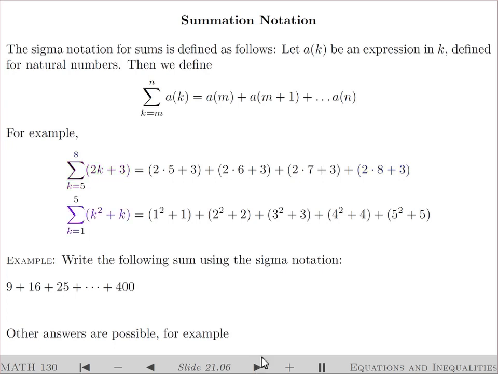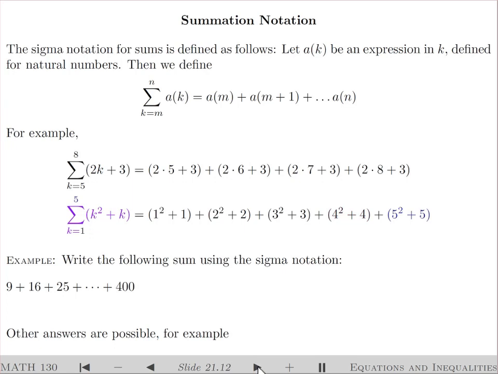To give another example, the sum from k equals 1 to 5 of k squared plus k, you take the whole numbers from 1 to 5, it's 1, 2, 3, 4, and 5, substitute them in sequence for k, so I get 1 squared plus 1, 2 squared plus 2, 3 squared plus 3, 4 squared plus 4, 5 squared plus 5, and take their sum.